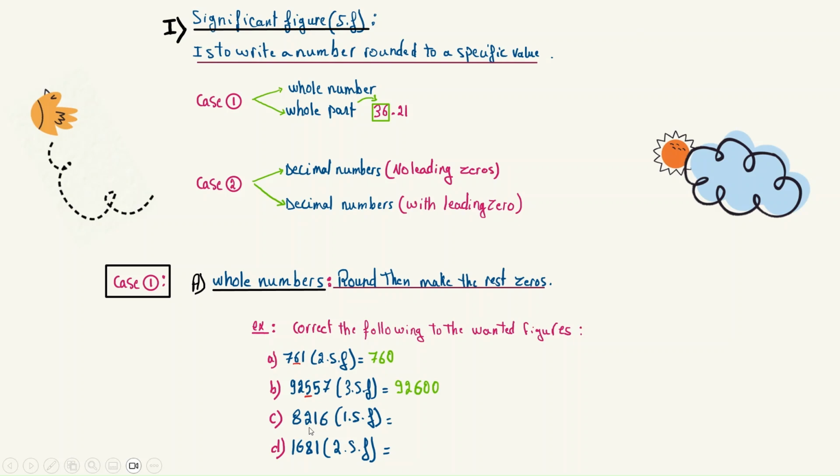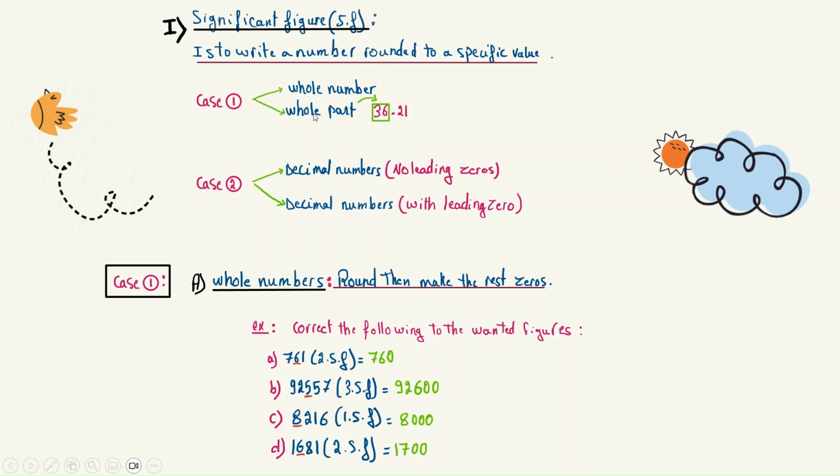Now, in part C, they want us to correct to the first significant figure. So do rounding at 8. Before it we have 2, so round off, the answer will be 8,000. In part D, round to two significant figures, so round at 6, before it we have 8, round up, the answer is 1700. We are done with the first section in case 1.